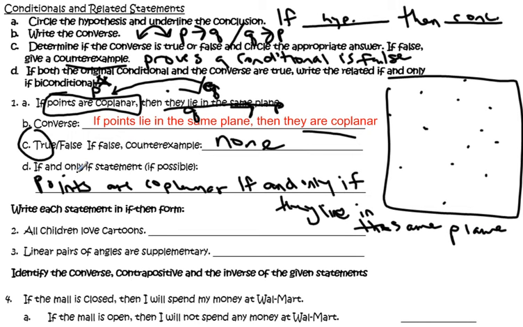So an if and only if statement, we take our hypothesis P and we put an if and only if in between it and a Q. So we don't have the arrow here this time because the arrow implies if then. So we're not saying if P then Q, we're saying P if and only if Q. So points are coplanar if and only if they lie in the same plane.